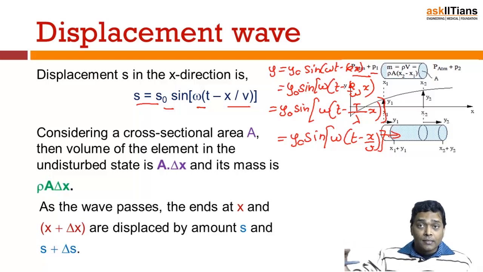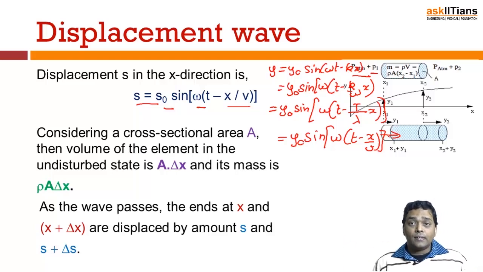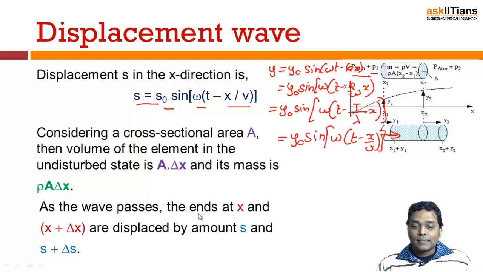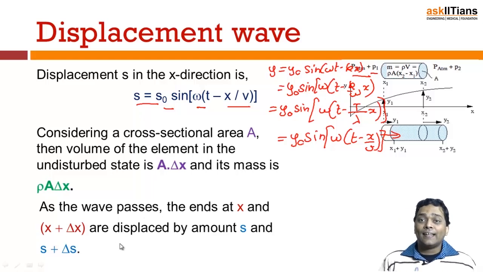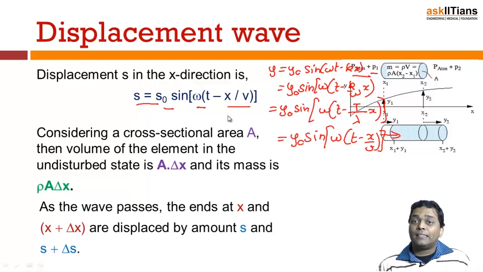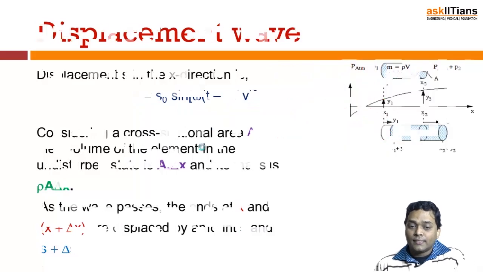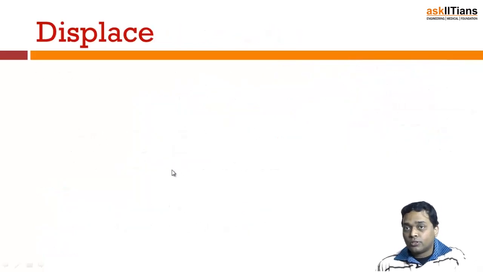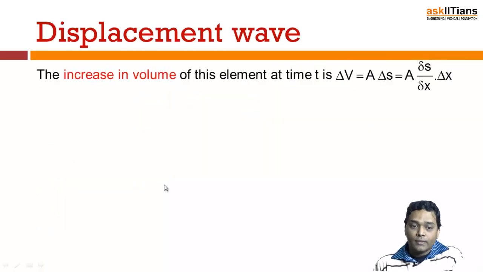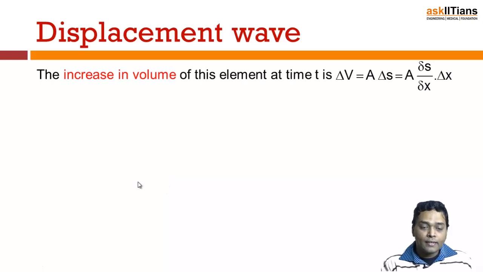This difference in the mass that is moving from one end to the other creates the displacement waves. So as the wave passes, the ends at x and x plus delta x are displaced, let's say, by the amount s and s plus delta s, and s is given by this particular expression. So this is what is known as the formation of the displacement wave. Going further, if we try to explain it further, what will we get?